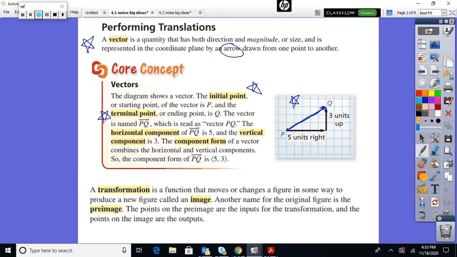So now what did it do? Well, it went 5 units to the right and then went 3 units up. So therefore, its components are 5, 3. If it would go to the left, it'd be negative. And if it would go down, it'd be negative on the Y. So always put the left, right shift first, the up, down shift second. Component form 5, 3. At the bottom here, a transformation is a function that moves or changes a figure in some way to produce a new figure called an image. So what you start with is called a pre-image, the original figure, and then where it goes is called the image.